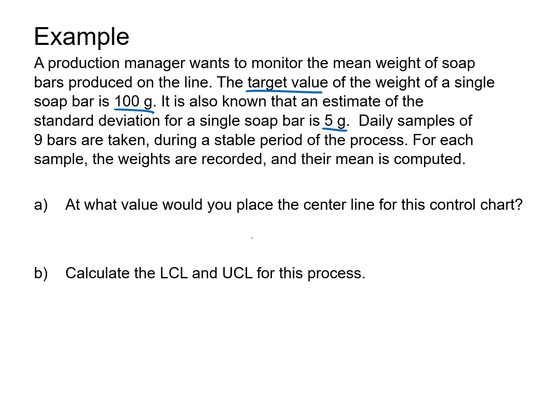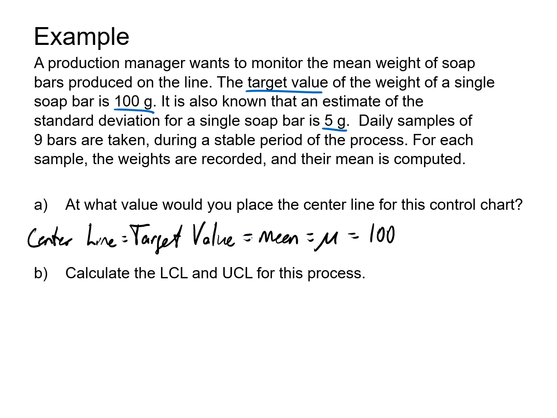So let's think about this. The center line is the same as thinking about the target value. And really it's just another way of saying that it's the mean. And the mean is mu. The mu must be 100 grams. So you could have just written mu equals 100, but it's a good idea to understand why, okay?